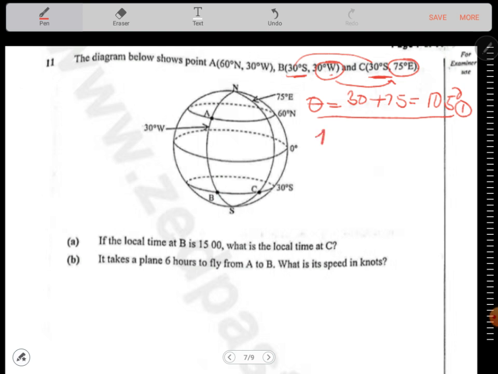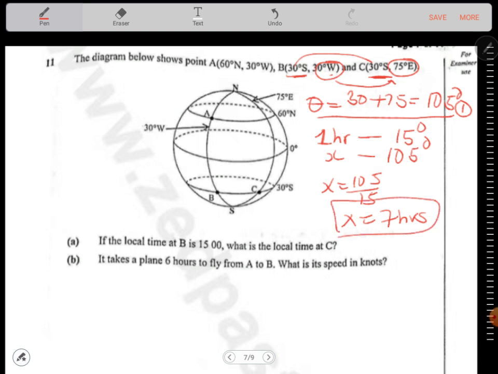Second, what we are interested in is to find the hours between B and C. You know that 1 hour is equal to 15 degrees. How many hours is C from B if it has 105 degrees? So X will be equal to 105 divided by 15. So we're going to get 7 hours. Now we know that the 7 hours is the difference between B and C.